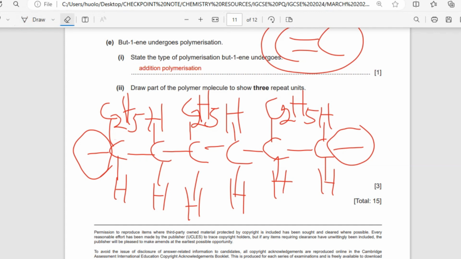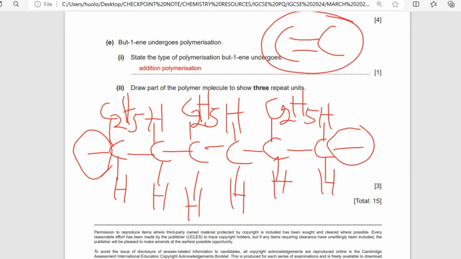So please don't get it twisted. Always remember to include continuation bond when you are asked to draw repeat units. And when you are thinking of addition polymerization, concentrate on the position of the double bond and flip every other attachment. Flip it such that you will always think of the carbon-carbon double bond.